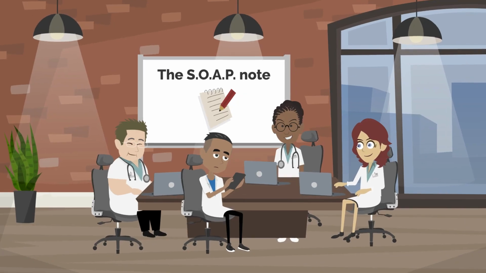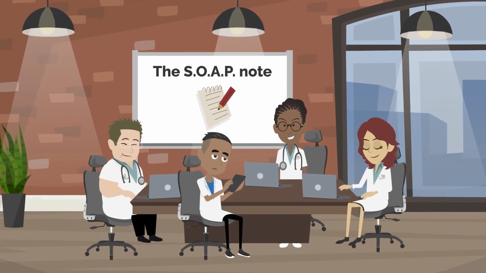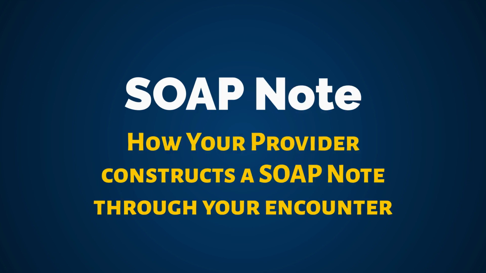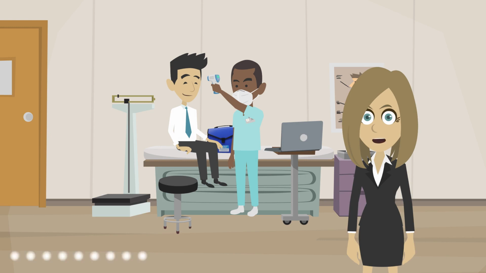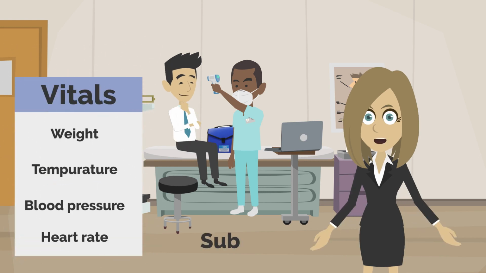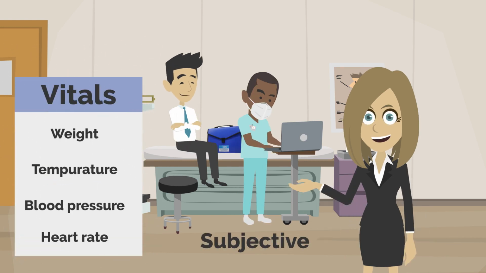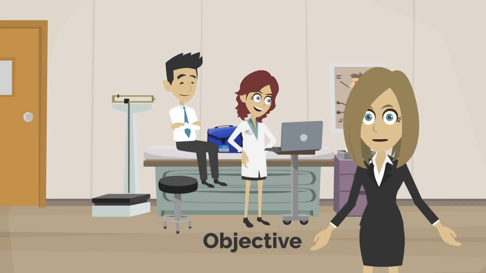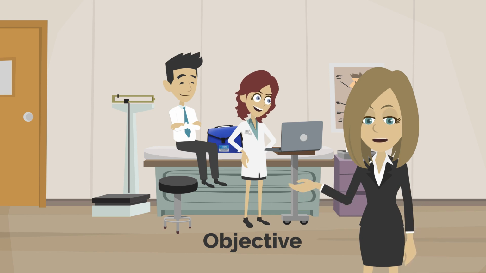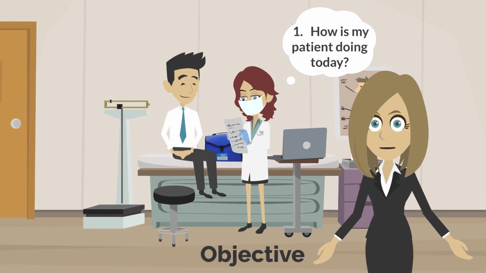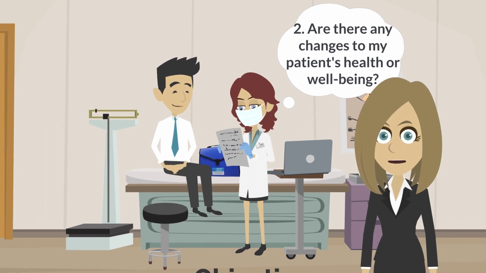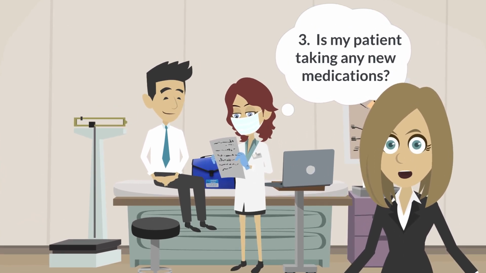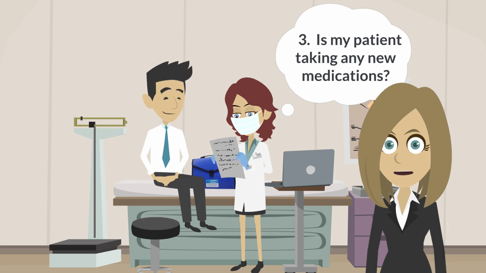Today, the S.O.A.P note has become the standard for health professionals to communicate. And this is how your provider constructs a S.O.A.P note through your encounter. Once you enter the treatment room, the medical assistant documents your vitals and your chief complaint. And then the provider will observe you in the objective section, and they will look for answers to the following 3 questions. How is my patient doing today? Are there any changes to my patient's health or well-being? And is my patient taking any new medications? And if so, what are the reasons why?